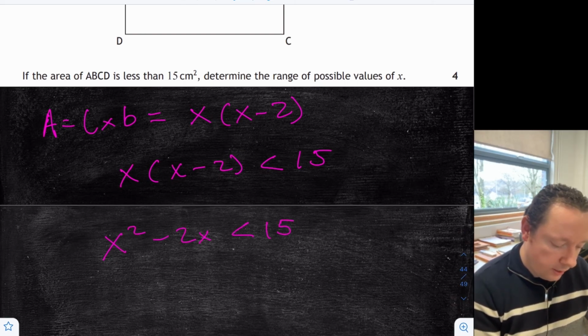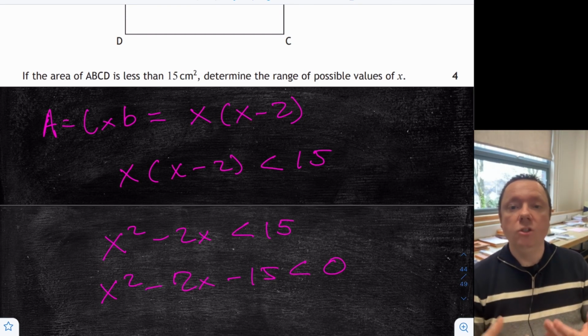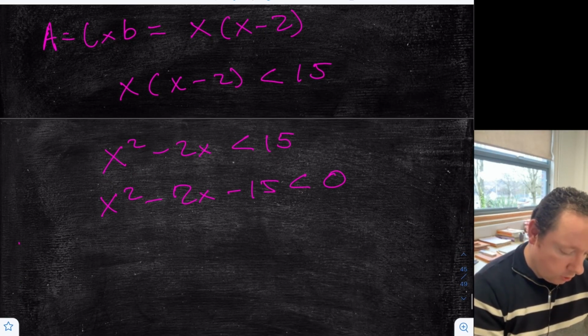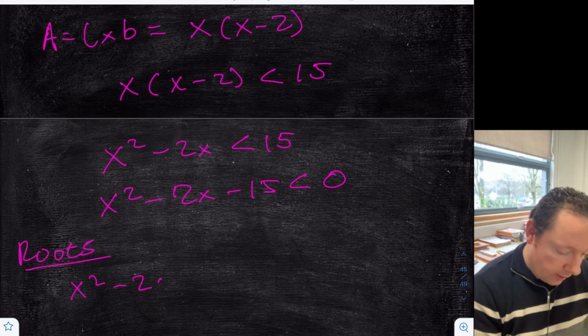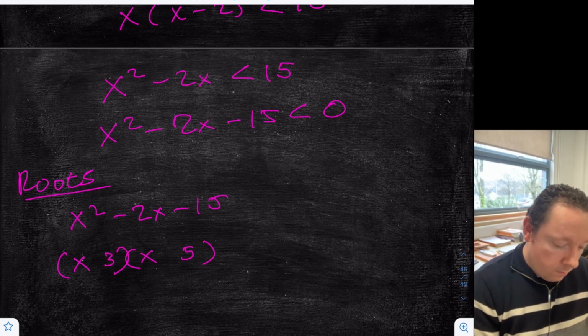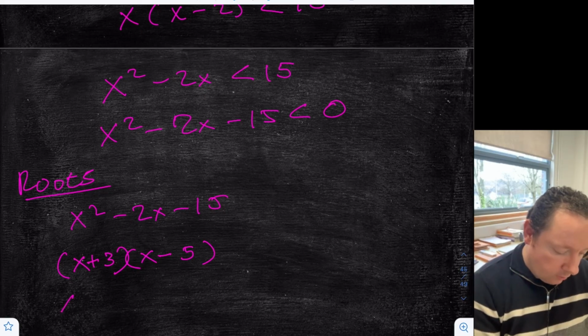I've got a quadratic, so I need to take the 15 to the other side, and we need to then find out the roots and draw a graph to see where it's less than 0. So looking at the roots of this, we've got x squared minus 2x minus 15. If that's factorizable, hopefully, we get x and x, 5 and 3. Minus 5 plus 3 is minus 2, so roots are x equal to minus 3 or x equal to 5.